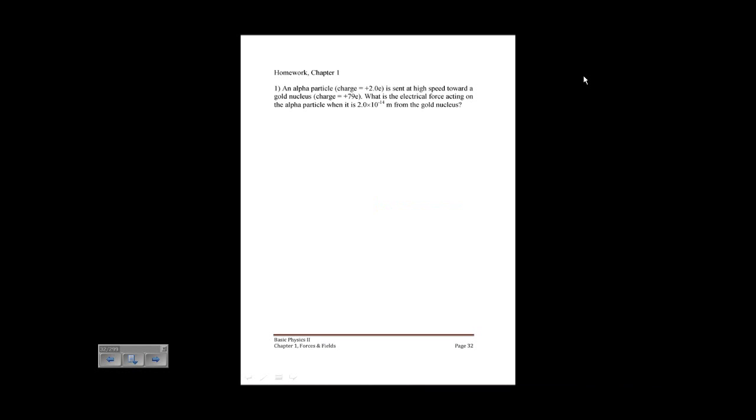from the gold nucleus? So we have this gold nucleus, and this alpha particle is over here, and it sort of zooms around like this. And we want to know when it's at its closest point, which is right here, we'll say. This distance is 2 times 10 to the minus 14 meters. We want to know what is the force acting on these.